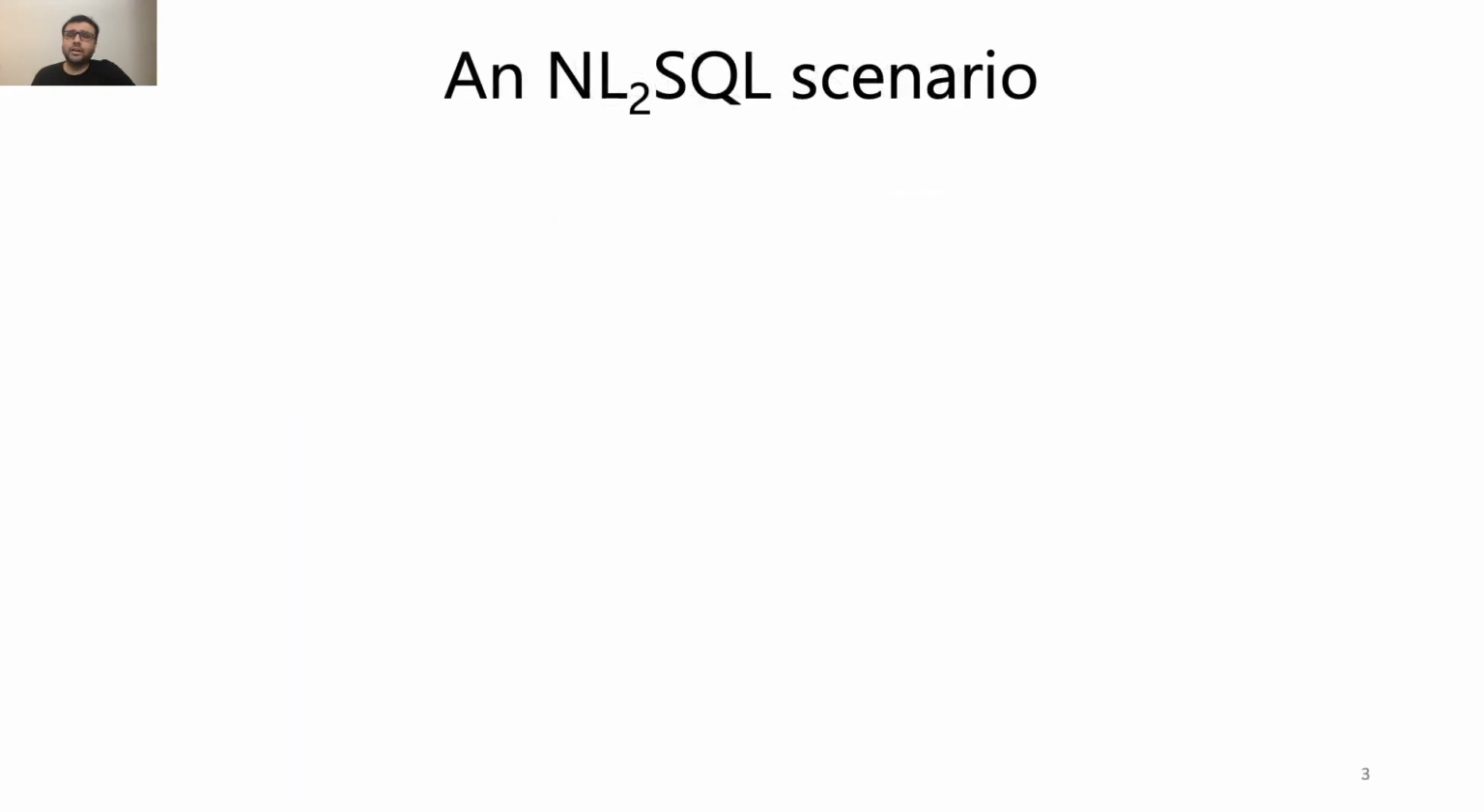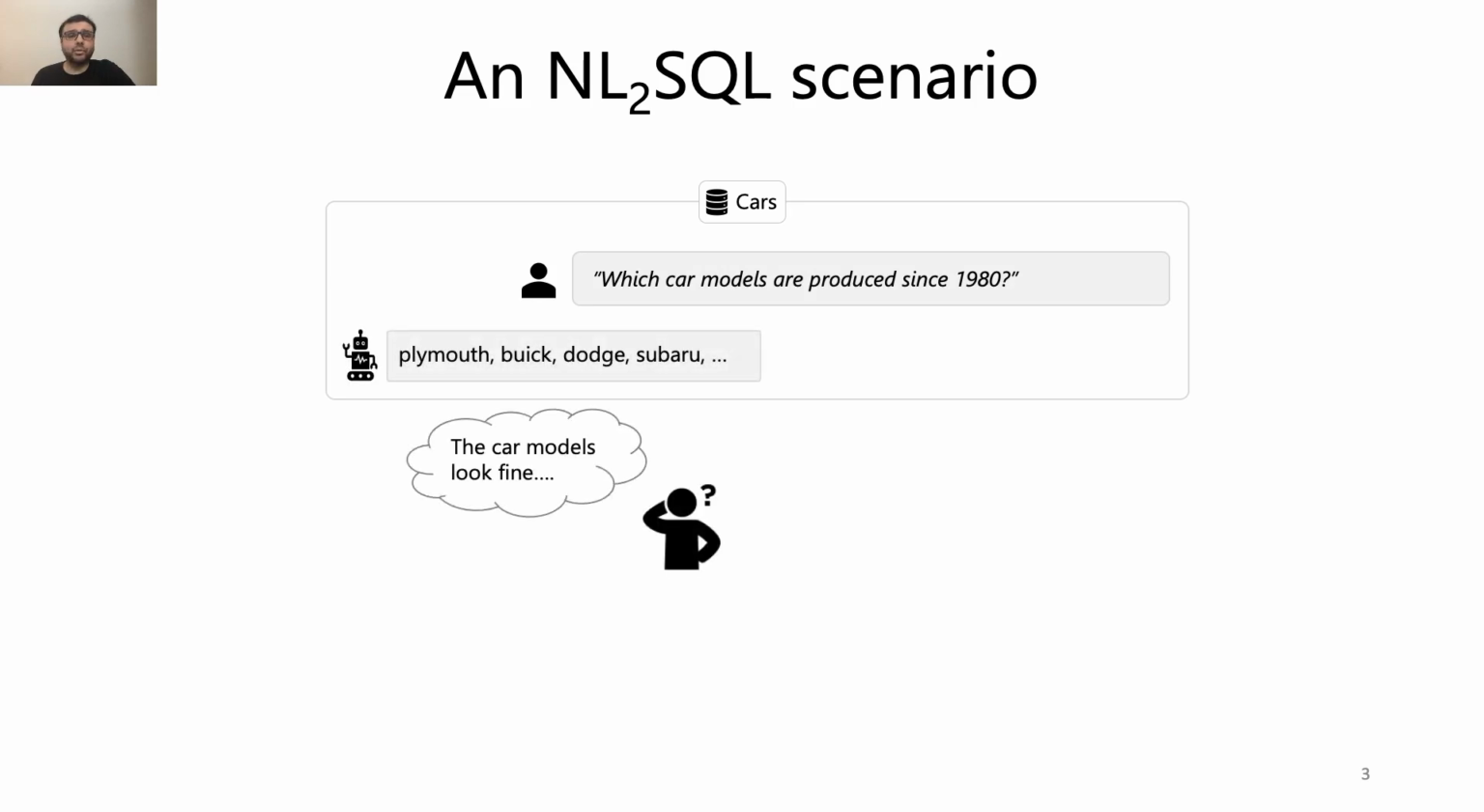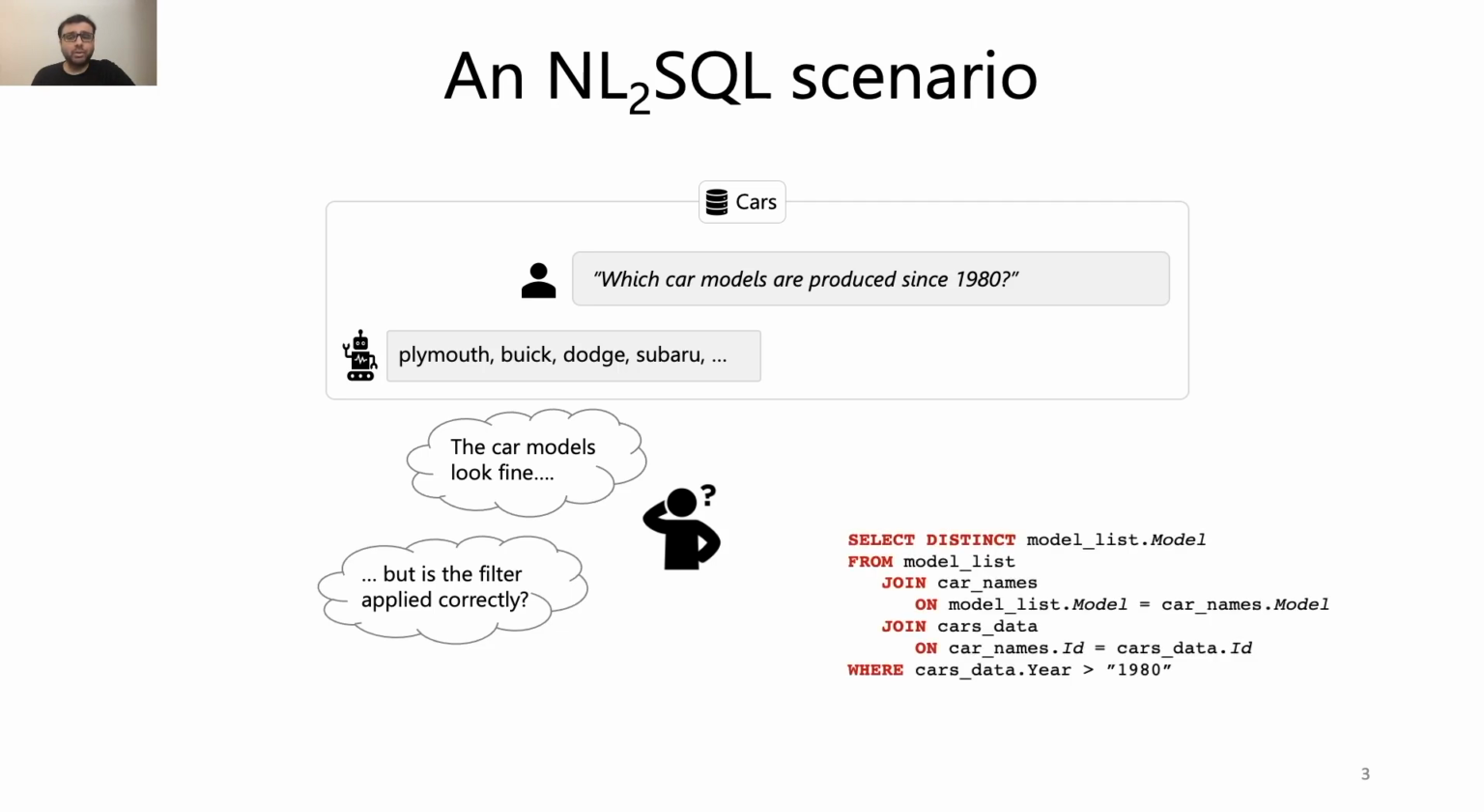Now, consider a car expert asking questions about cars to one such NL to SQL system. They ask, which car models are produced since 1980? Based on prior knowledge, they think that the computed answer is correct, but wonder if the temporal filter was applied correctly. Some systems also present the generated SQL query, but the user does not know SQL.